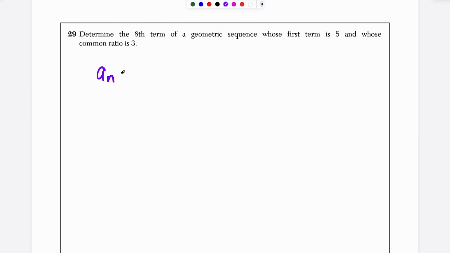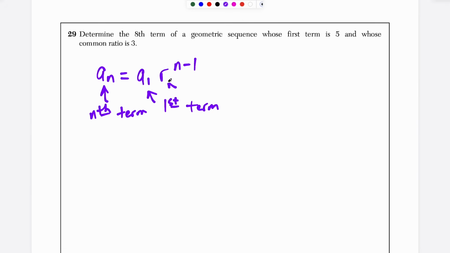A sub n equals a sub 1 times r to the n minus 1. This is the geometric sequence formula, where a sub n represents the nth term. Okay, so this is the nth term. This is the first term, and r is the common ratio. So we could just use this formula.